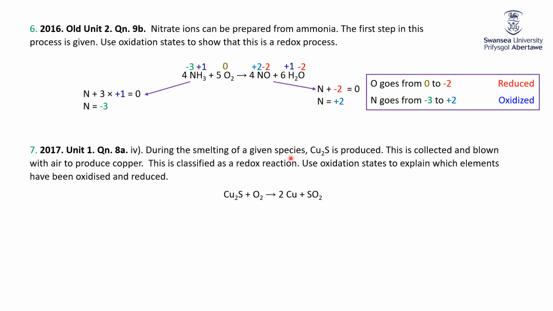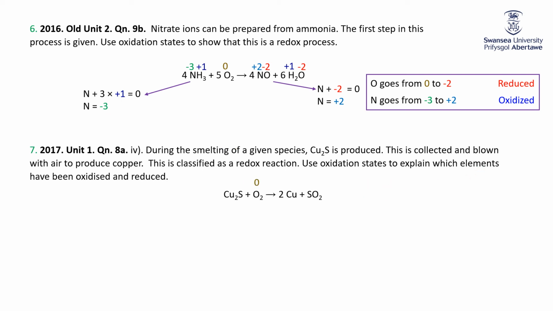During the smelting of a given species, Cu2S is produced. This is collected and blown with air to produce copper. This is classified as a redox reaction. Use oxidation state to explain which elements have been oxidized and reduced. That's actually not true. It's not elements, it is atoms. But what the heck, let's not get too pedantic here.